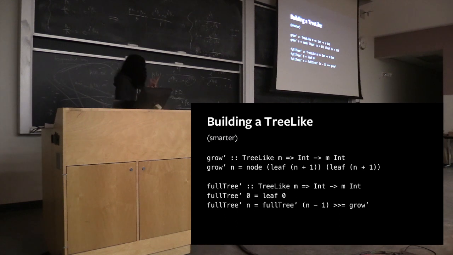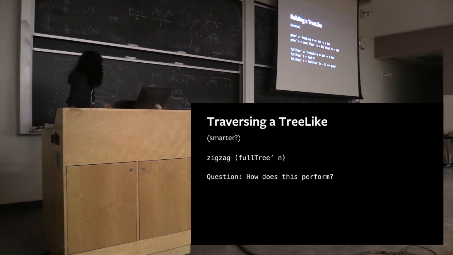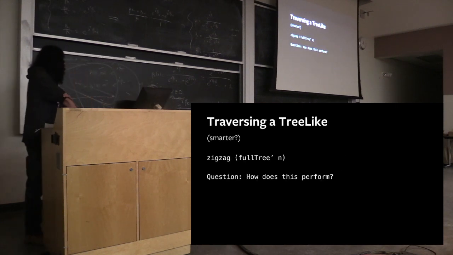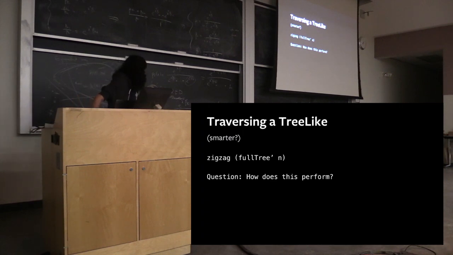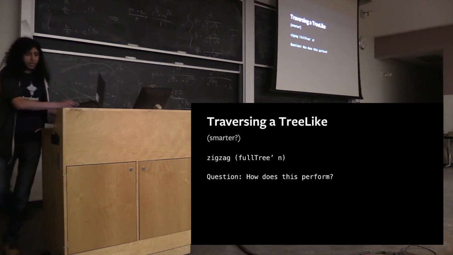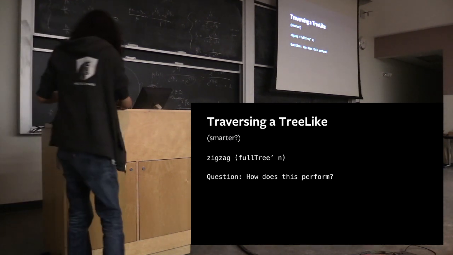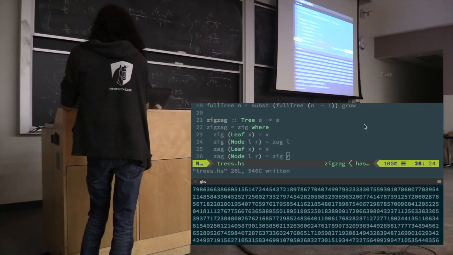And then we can define new implementations of grow and full tree, which I'll call grow prime and full tree prime, which look exactly like our old implementations, only now we're using this generic interface with these node and leaf functions for doing it. And then we can traverse it the same way we did before. So the question is, how does this perform? We can actually find out. Let's go back to the code.